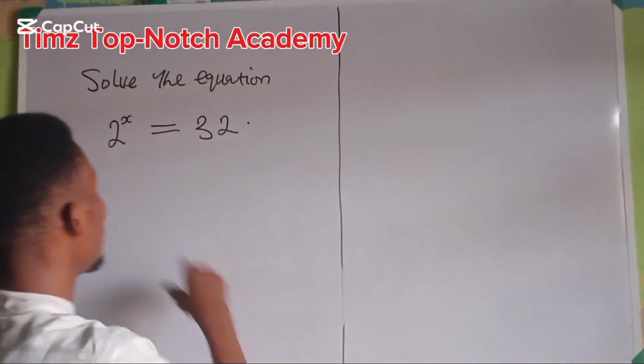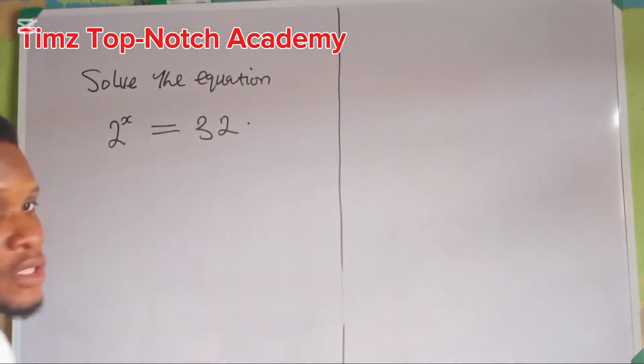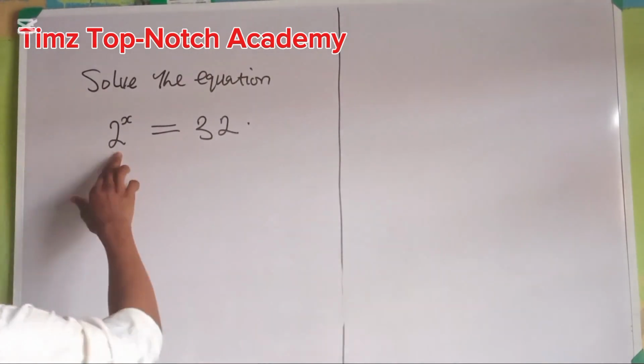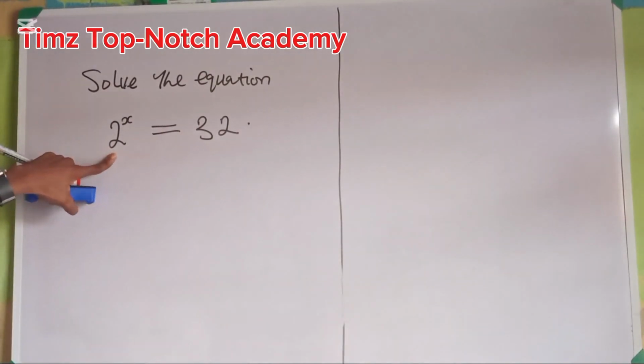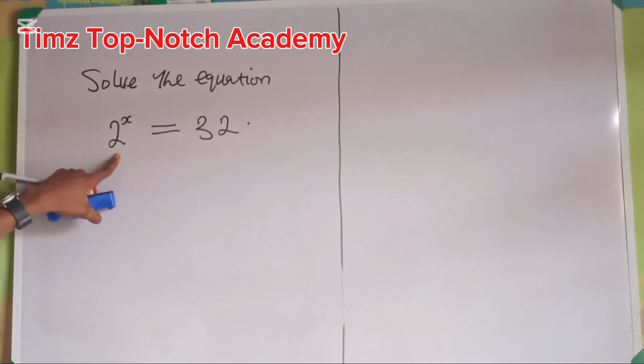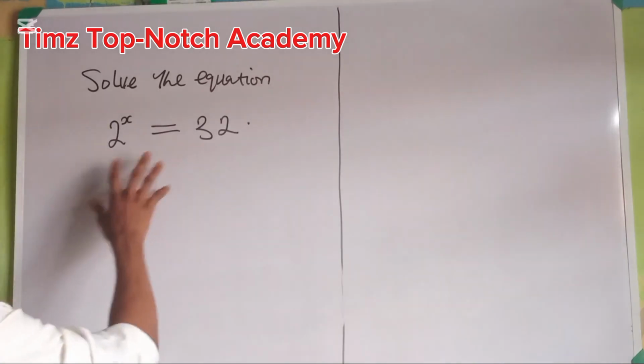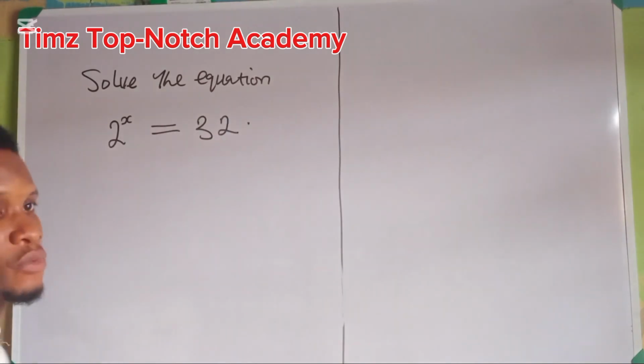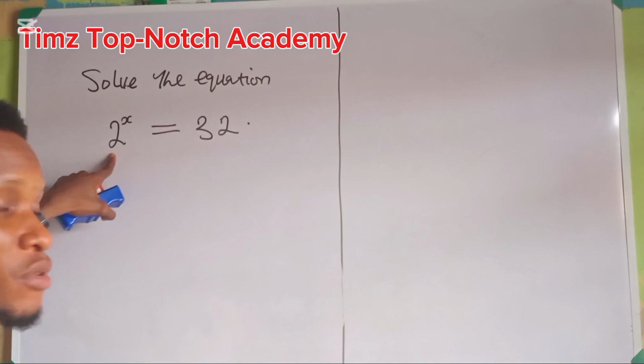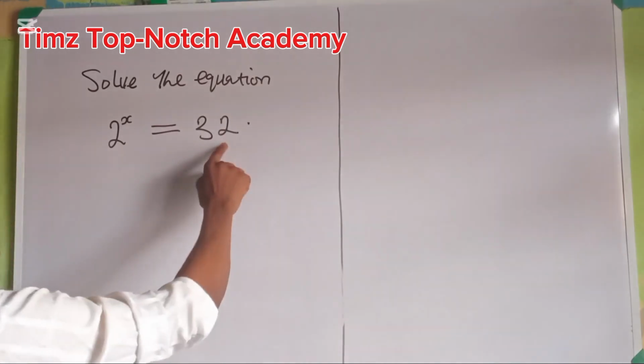Okay, given the equation 2 raised to power s equals 32. So we already know that the left hand side of the equation is in base 2. So we need to make them to be of the same base, which is 2, because we're already having base 2 here. That is why we make this one to also be in base 2.